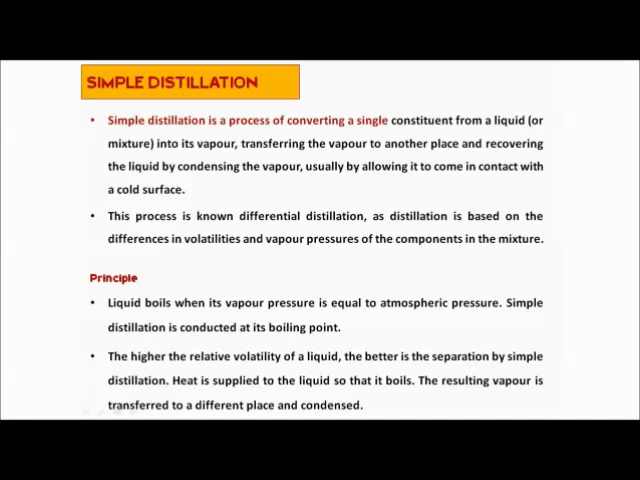Or the component is more volatile. Suppose the component which is present in the liquid is more volatile as compared to the water. Then what will happen? The component will get easily evaporated and it can be easily separated, and the water will be left down, right? So heat is supplied to the liquid so that it can get boiled, and the resulting vapor is transferred to a different place where it is condensed. So we are going to transfer this vapor to a condenser.